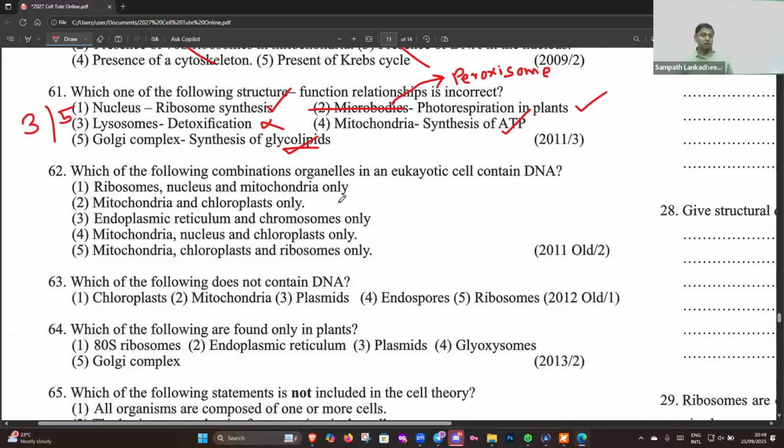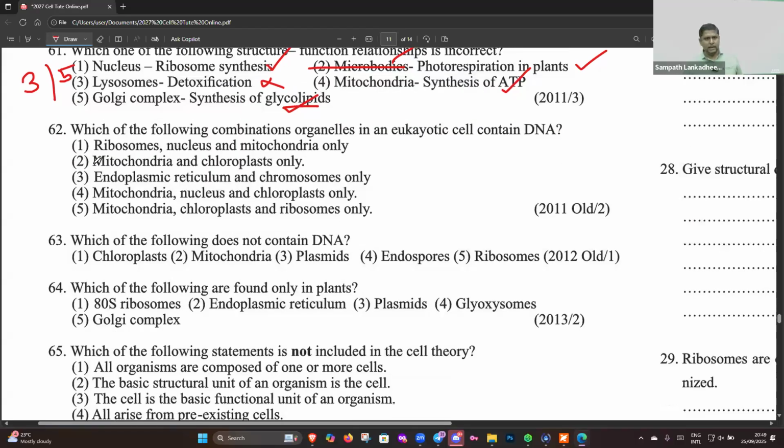Question number 62. Which of the following combinations of organelles in the eukaryotic cells contain DNA? Ribosomes, nucleus, and mitochondria only. Ribosomes are wrong. Mitochondria and chloroplast only. No. Endoplasmic reticulum, no. Mitochondria, nucleus, and chloroplast only. Yes. Answer is the fourth one.